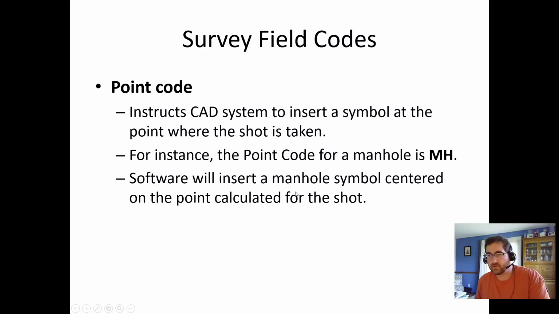A couple of different codes need to go along with it. We have a point code, first of all. This is going to instruct the CAD system to put in a symbol or something where that point is located in the field. For example, a manhole. If you go out and locate a manhole, we want the point to be in the exact location with reference to everything else, of course, and then the symbol is going to come in as a manhole.